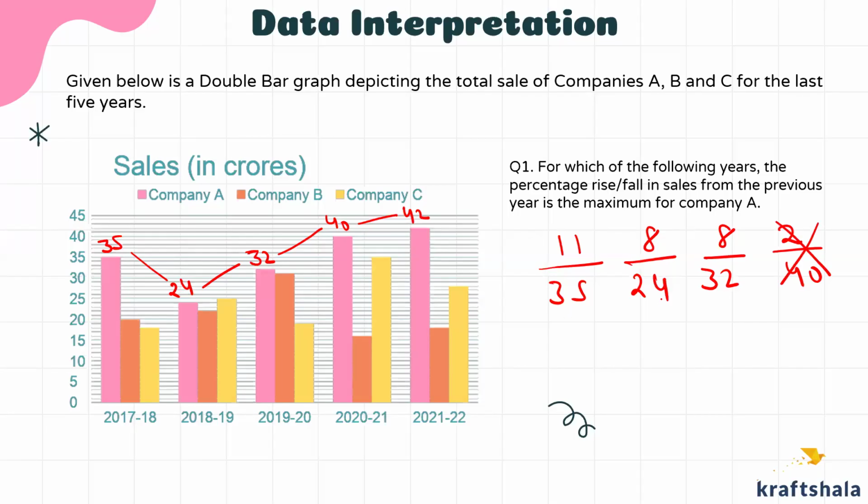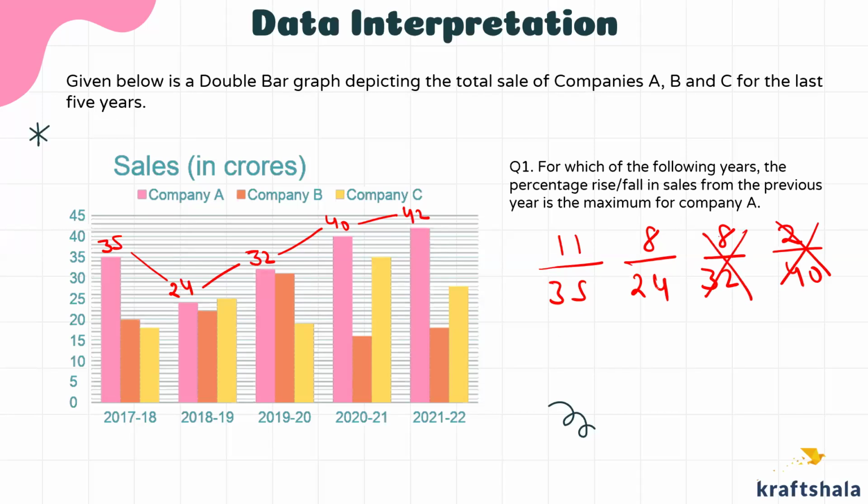Now, between 8 by 24 and 8 by 32, the numerator is same. What is the logic? Whichever denominator is smaller, that value will be bigger. So between 8 by 24 and 8 by 32, 8 by 24 is bigger. So this cannot be the answer.